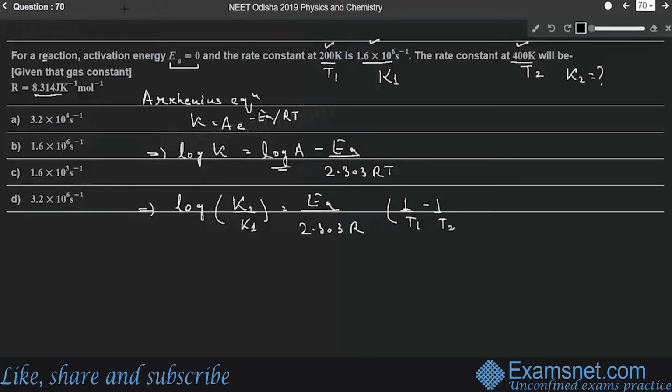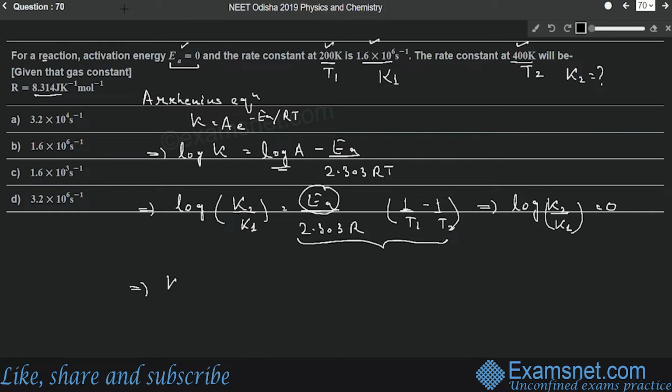Now it is given in the question that the activation energy is 0. So this EA is 0. That means this whole expression on the right hand side will become 0. Anything multiplied by 0 will be 0. So this log K2 by K1 will become 0. Okay, so let's write it down here. Log K2 by K1 will become 0.